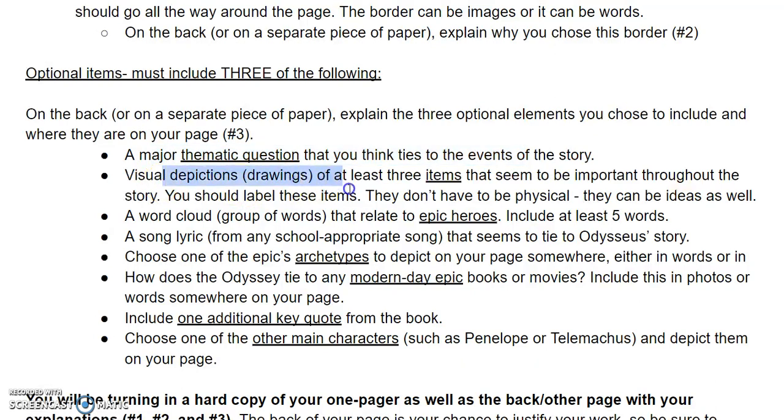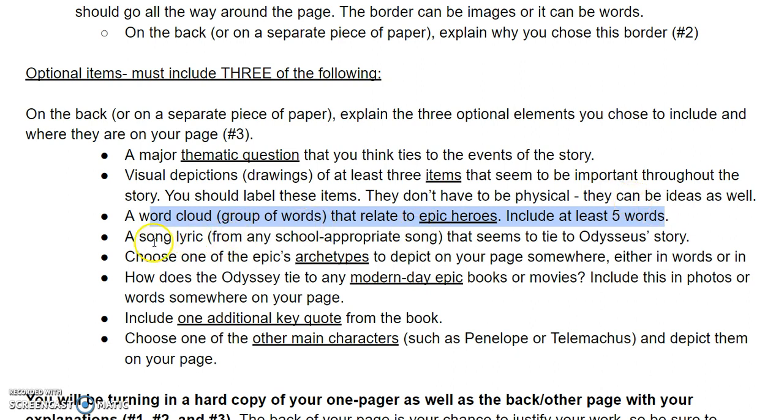You can visually depict 3 items that seem to be important throughout the book. They can be non-physical items if you want, but any items that are relevant. You can do a word cloud of at least 5 words that relate to epic heroes, just in general. They could be the traits of an epic hero, epic heroes that you've read about, or elements that Odysseus seems to show. Any 5 words that relate to epic heroes.